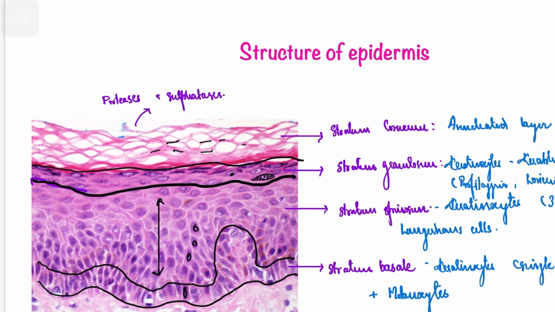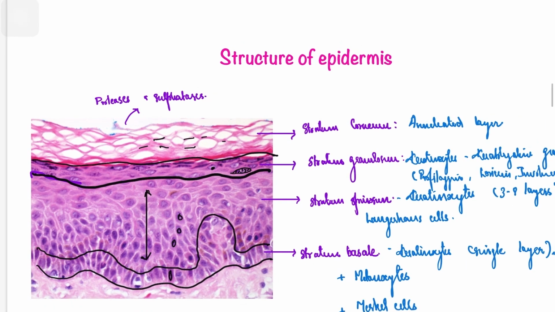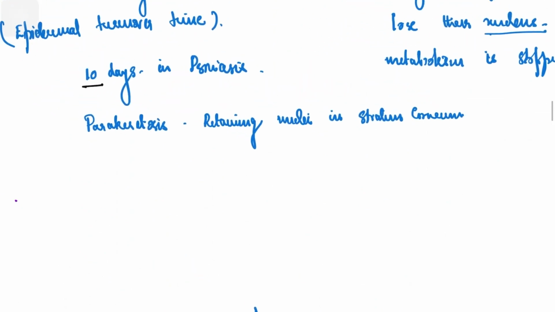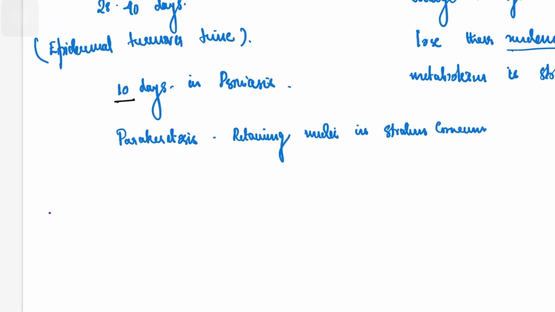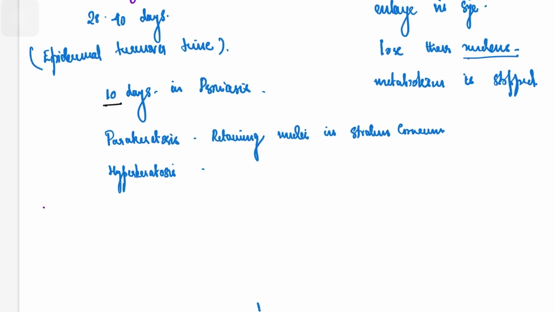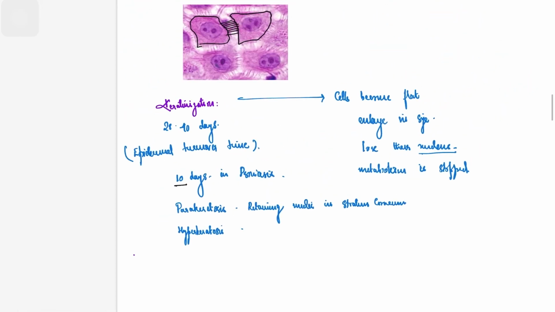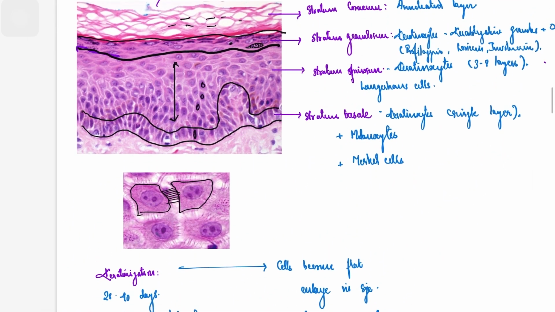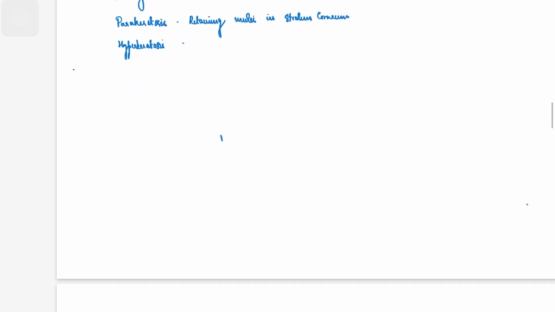Okay, it has to be shed. If it does not shed, what happens? There will be accumulation of the stratum corneum, which happens in psoriasis, and it is called hyperkeratosis, which is multi-layered stratum corneum because of improper shedding. Okay, this is about the structure of epidermis and the keratinization process.